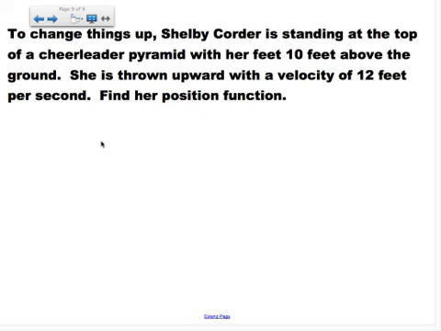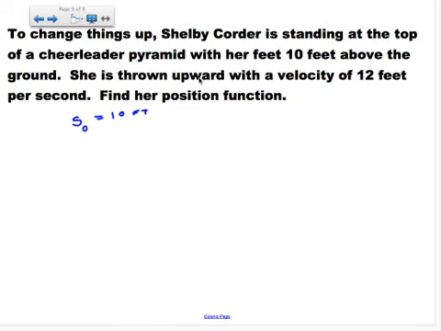To change things up, Shelby Quarter is at the top of the cheerleader pyramid. Her feet are 10 feet above the ground. So what does that mean? It means her initial position, we're going to measure the position of her feet here, is 10 feet. So that tells me a couple things. It tells me we're in the United States, so we're going to use the feet equation, not the meters equation.